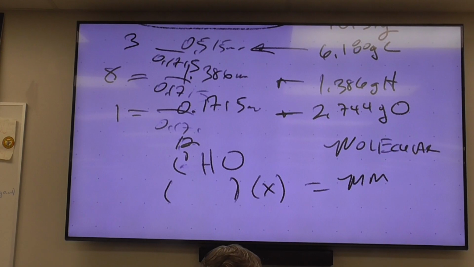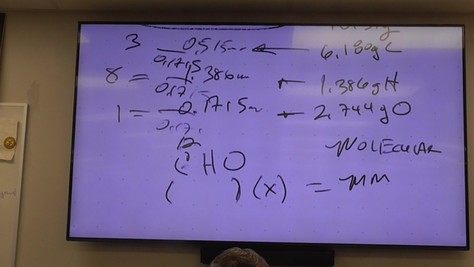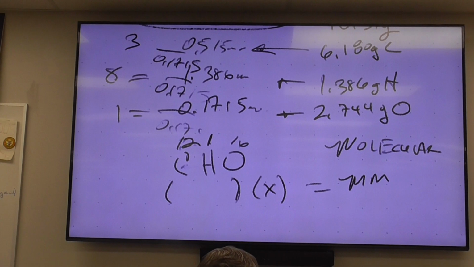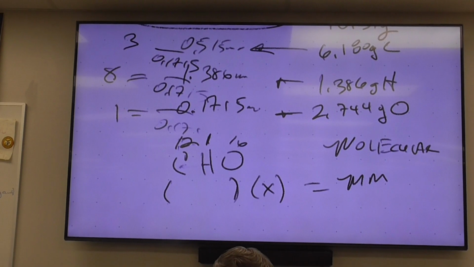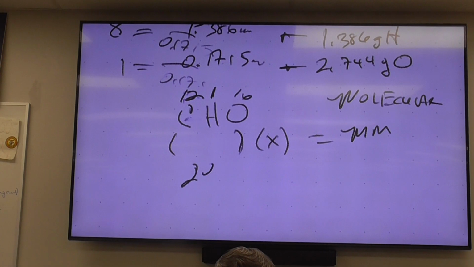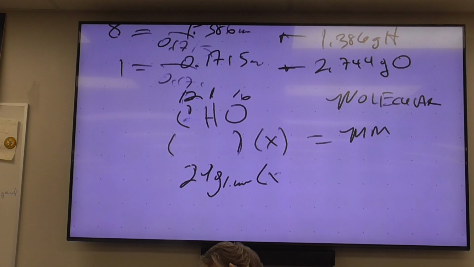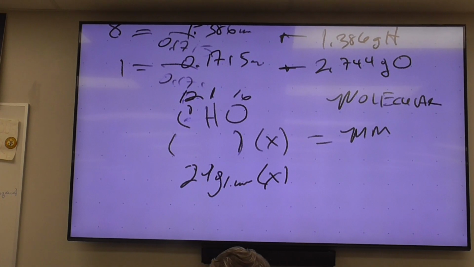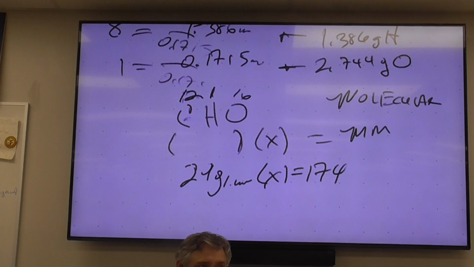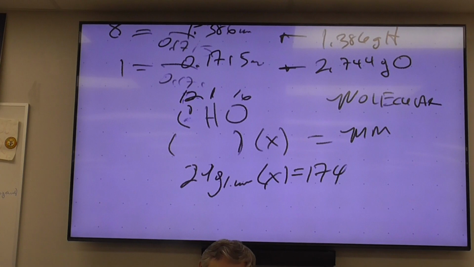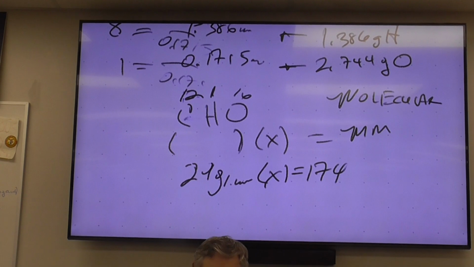Okay. Good job, Charles. Hydrogen is 1, oxygen is 16. Add all those together, you get 29. So that's technically 29 grams per mole. Okay? So times X, and then they tell you that the molar mass of the actual structure is 174. So, what can you do? Divide. And you get 6. So the actual formula is C6H6O6. Now, how can you tell that that's right?